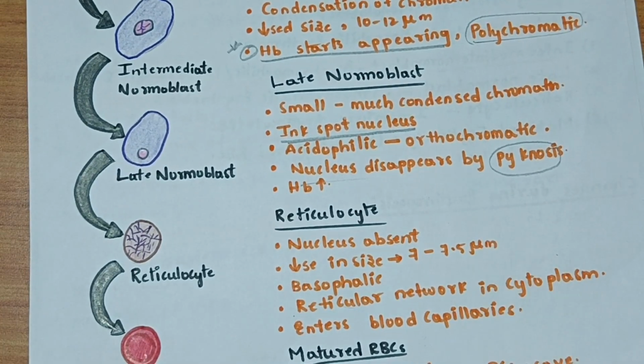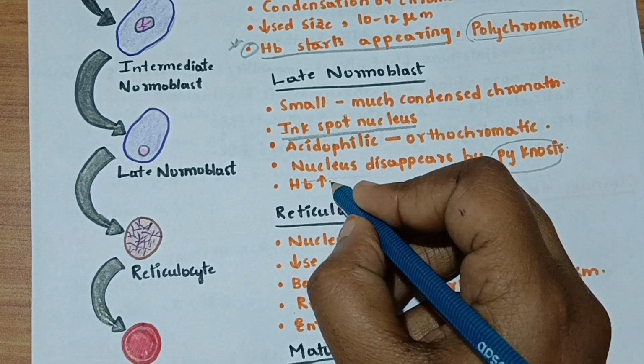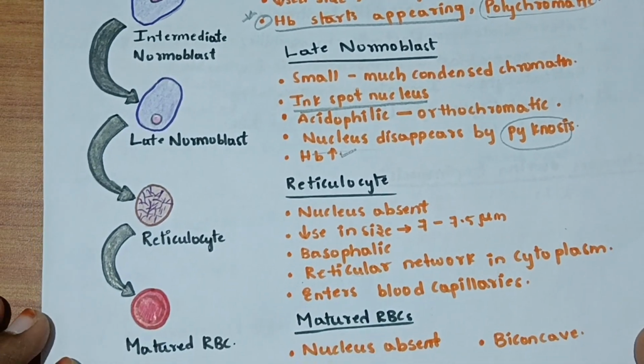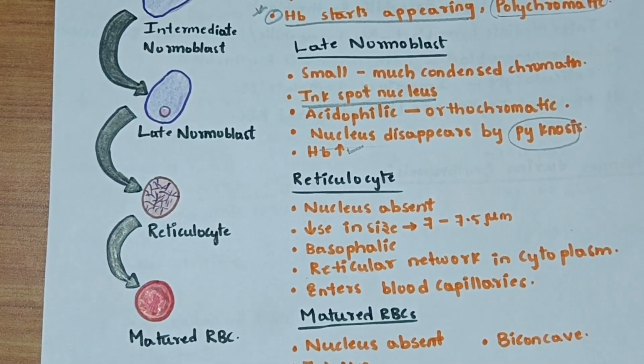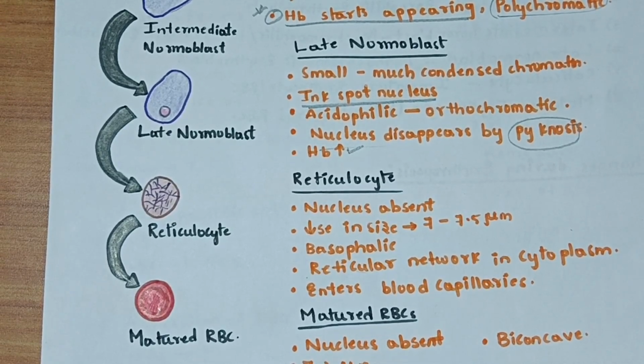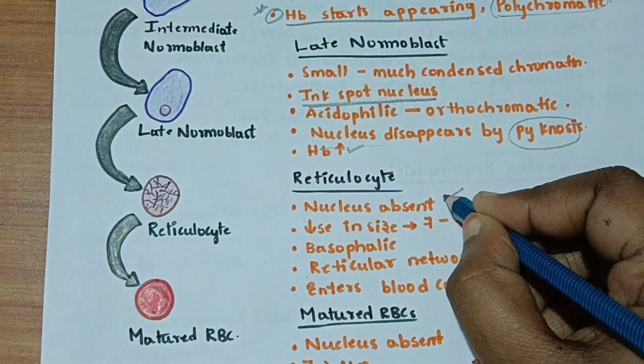The nucleus is disappeared, and there is an increase in hemoglobin concentration, reaching the reticulocyte stage. Now our cell has reached the reticulocyte stage. Here there will be complete absence of nucleus.